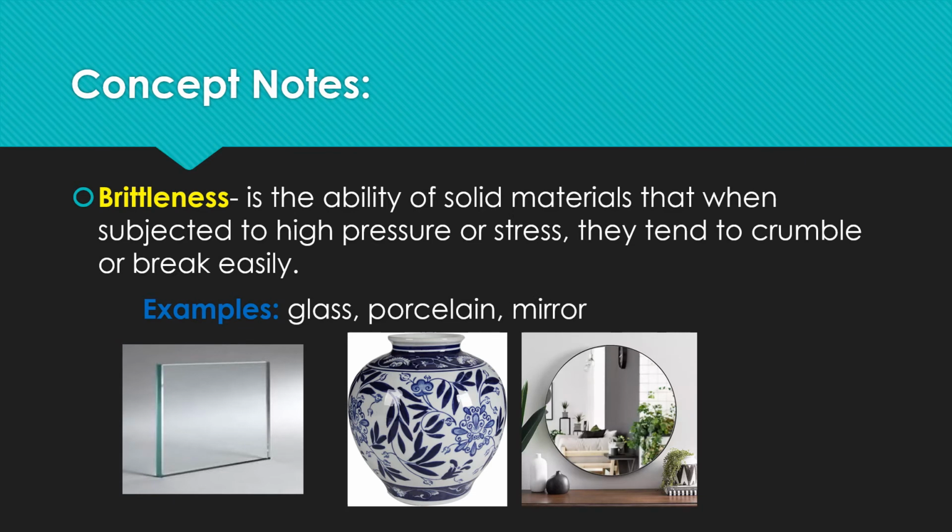Brittleness. This is the ability of solid materials that when subjected to pressure or stress, they tend to crumble or break easily. Examples are glass, porcelain, mirror. These are the materials which can be broken easily. That is why you need to handle them with care.